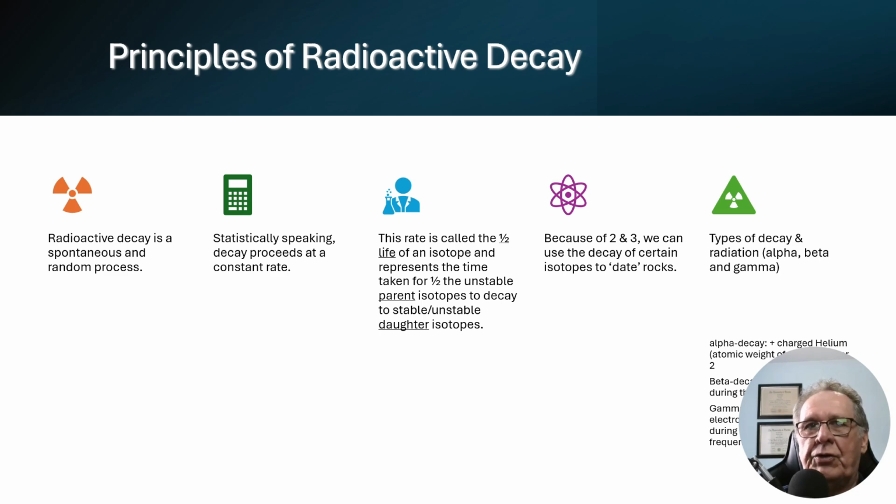Because of those 2 points, because it's statistically speaking a constant rate, and because that rate is called a half-life, we can use the decay of certain isotopes to date rocks. So there are 3 types of decay and radiation: alpha decay, beta decay, and gamma decay.